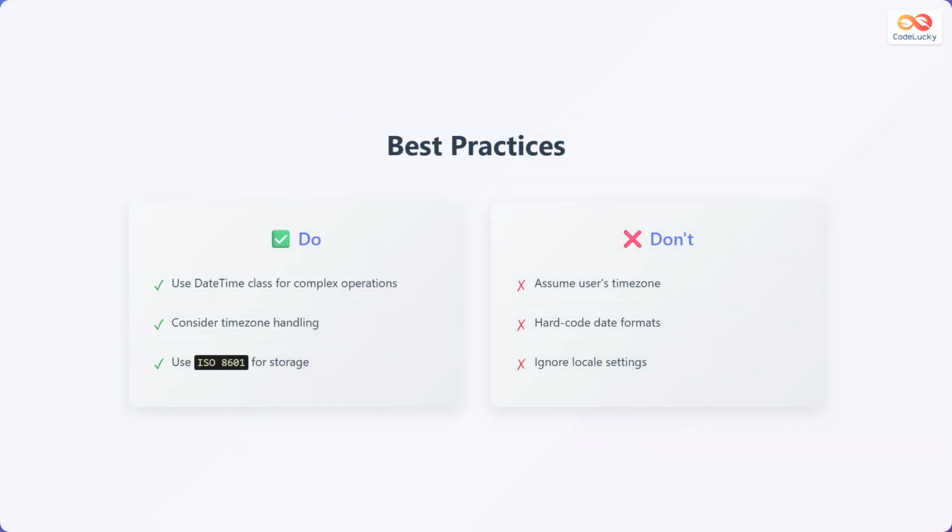To wrap things up, let's go over some best practices for working with dates and times in PHP. Always use the DateTime class for complex operations. This class offers a more robust and flexible way to manipulate dates and times. Consider time zone handling. Be aware that dates and times are often time zone specific, and your code should account for this. Use ISO 8601 for storage. This format is universally recognized and makes it easier to exchange date and time data between systems.